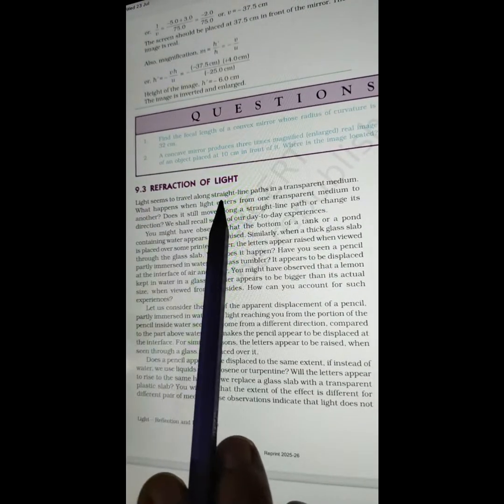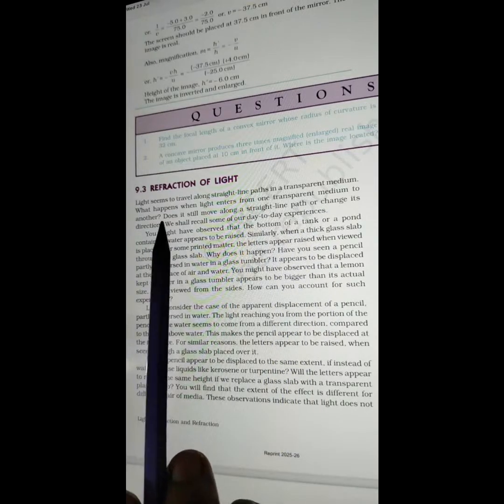9.3, refraction of light. Light seems to travel along straight line paths in a transparent medium. What happens when light enters from one transparent medium to another? Does it still move along a straight line path or change its direction? We shall recall some of our day to day experiences.